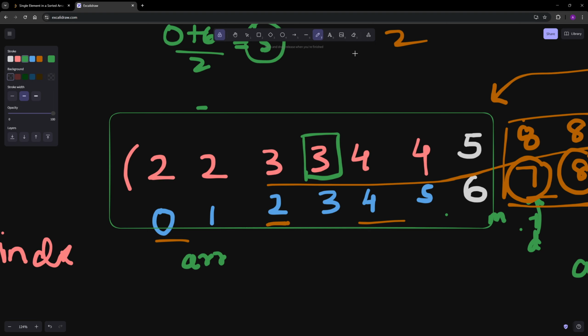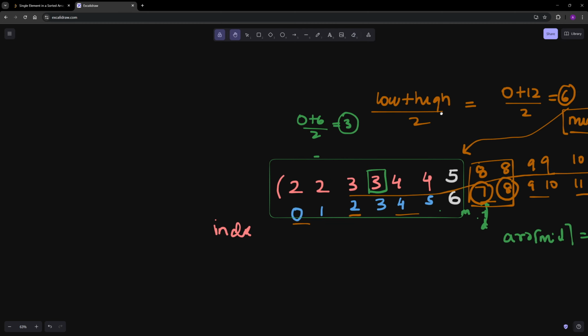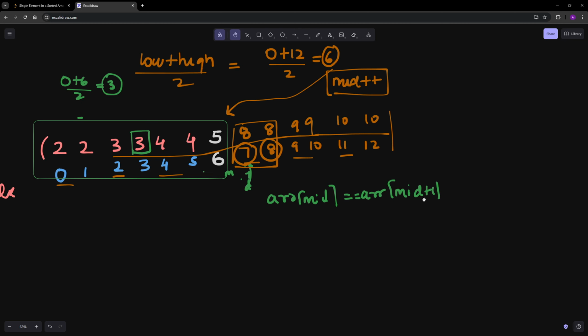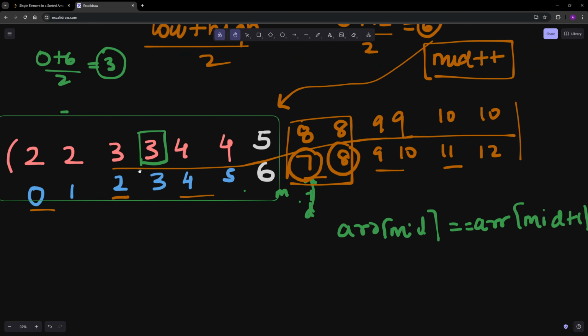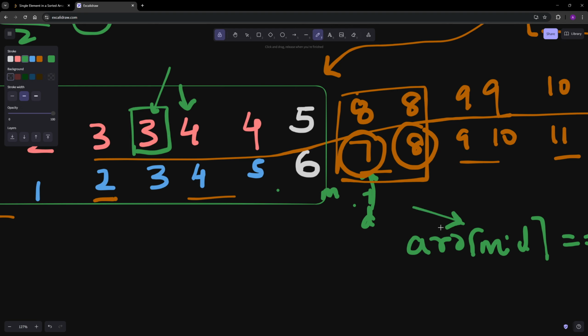The earlier check which I wrote for the mid, array of mid is equal to array of mid plus 1, will fail because 3 is not equal to 4, right? Our mid is over here, and we are comparing it with 4. So 3 and 4 are not equal. So we will not go down this check. But you might think that in that case, what should we do?